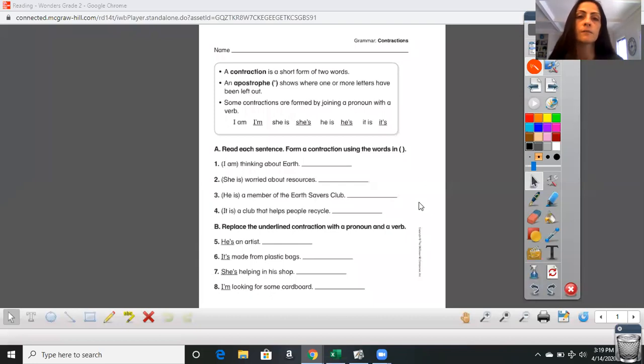So we combine those two words and we usually bump out a letter or two, and in the place we put that little comma in the air that's called an apostrophe. So an apostrophe, as the directions on this worksheet say, shows where that letter or letters have been left out. So for example, some contractions here, I am, you would say I'm.